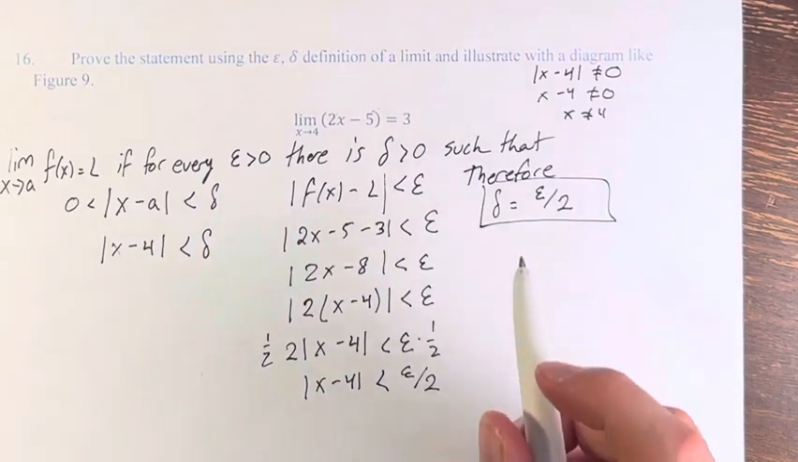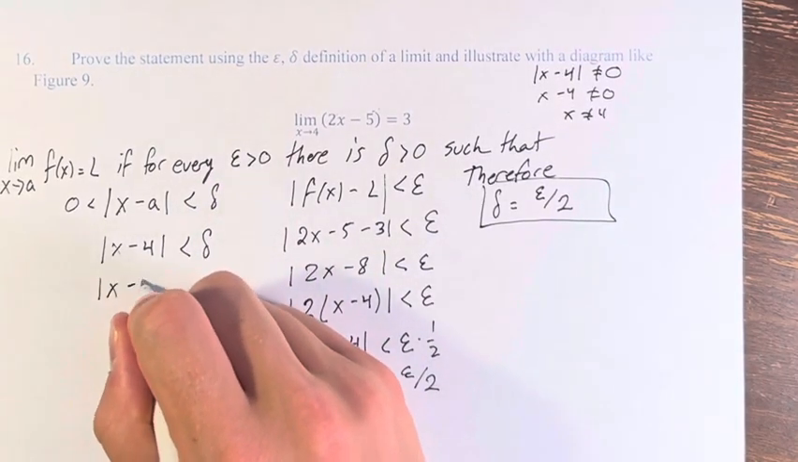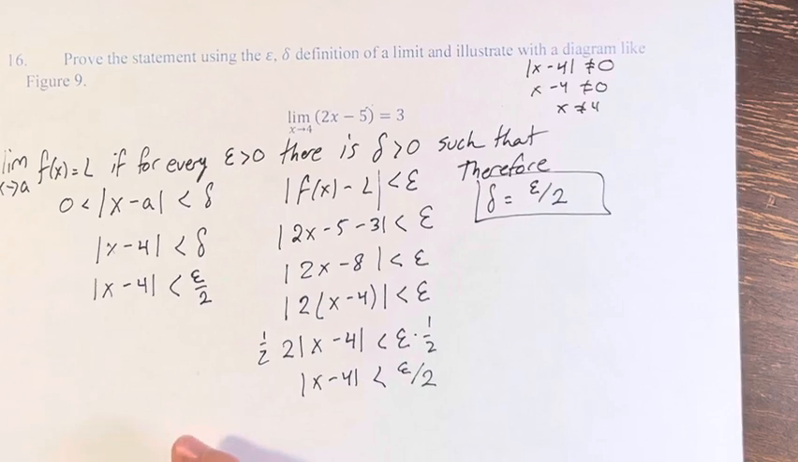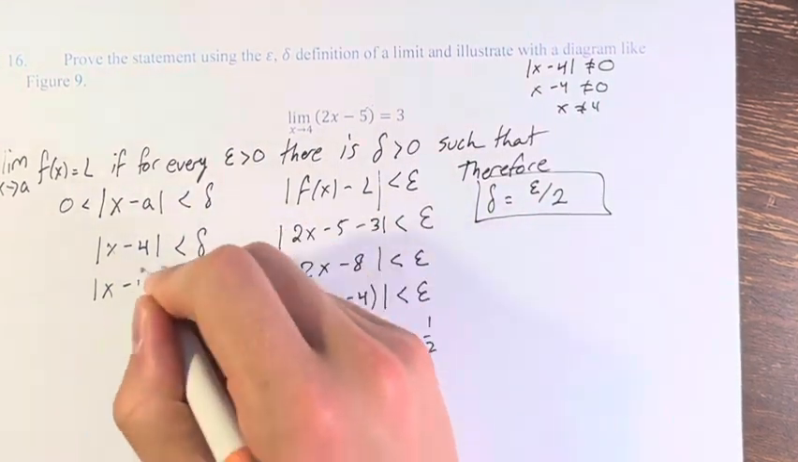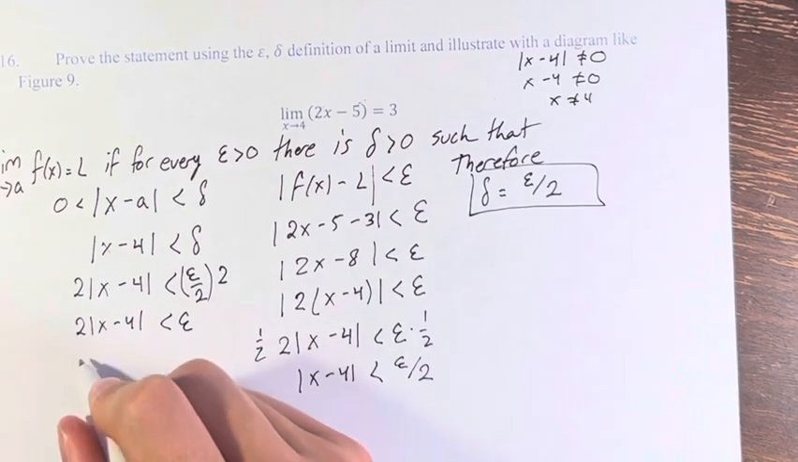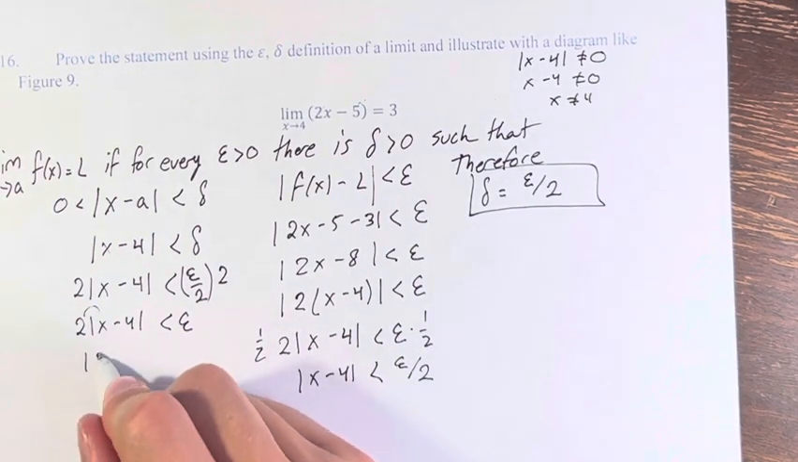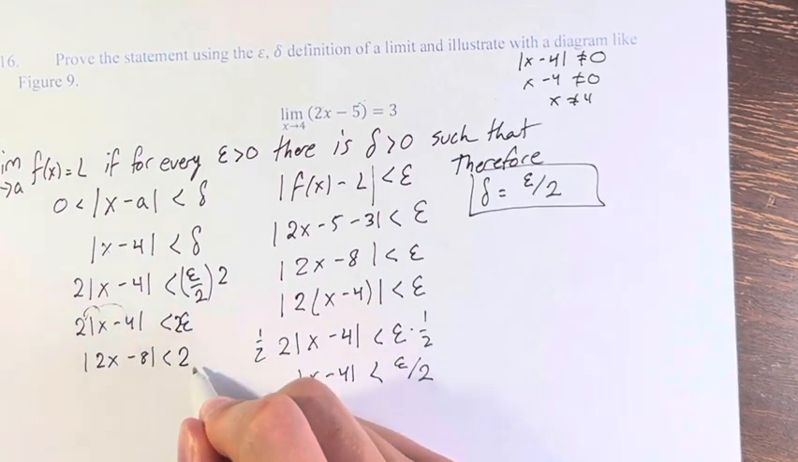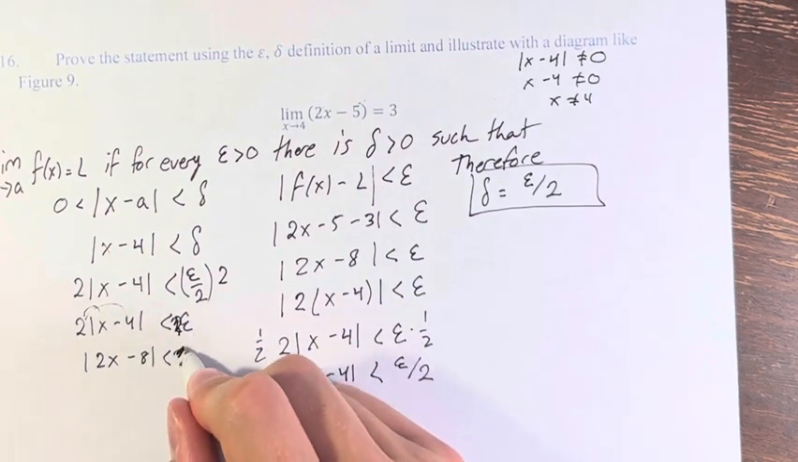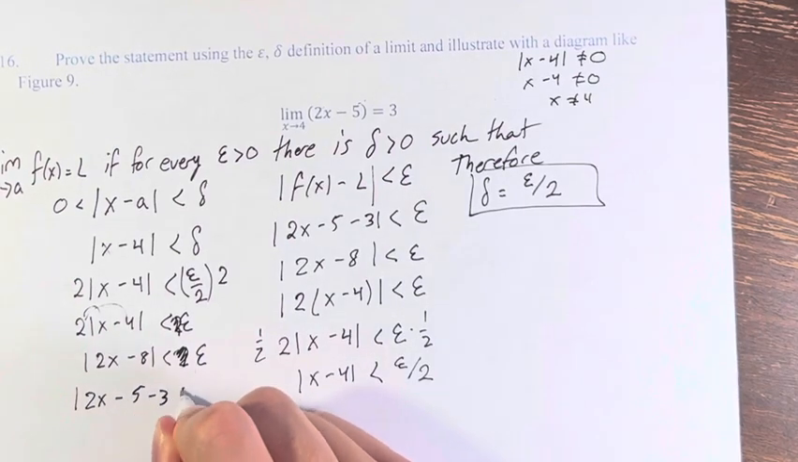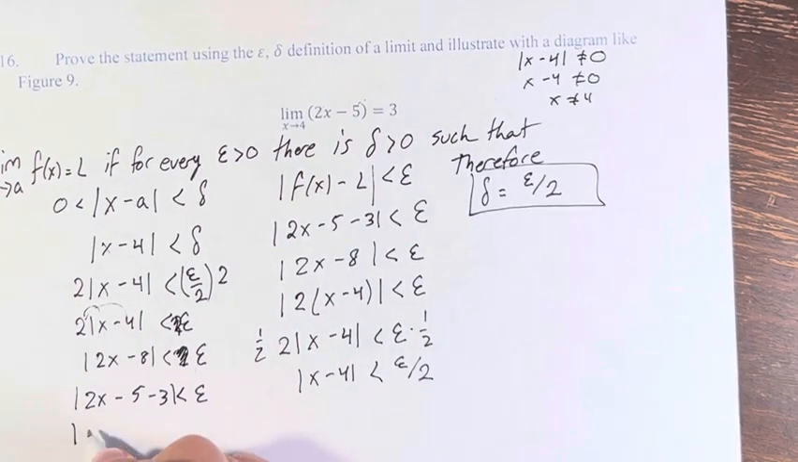We prove this by plugging this into the original equation and simplifying it to get back to this equation. So we multiply by 2. We have 2 times the absolute value of x minus 4 is less than epsilon. We can distribute the 2 in: 2x minus 8, again, you can do this because it's a positive number. It's less than not 2 epsilon, but just epsilon. And this is 2x minus 5 minus 3 is less than epsilon. And therefore, the absolute value of f of x minus L is less than epsilon.